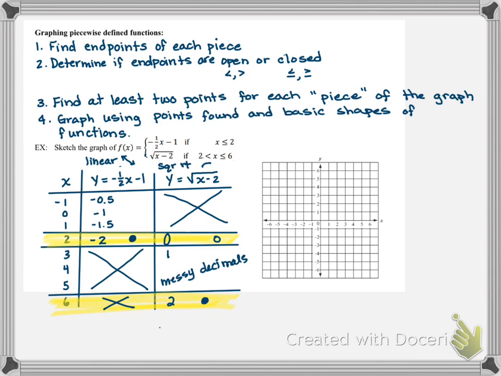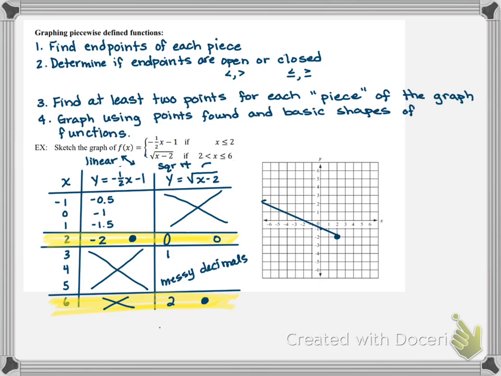So we're going to start by plotting all the points on the left side. So in the left column, I'm not even going to plot them all because I know it's a straight line, so I'm just going to do the nice ones. 2, -2. At 2, -2, this is a closed point. And then this is a straight line.